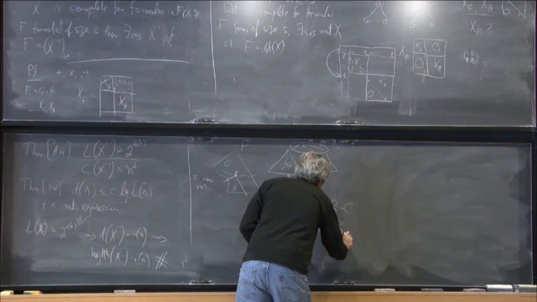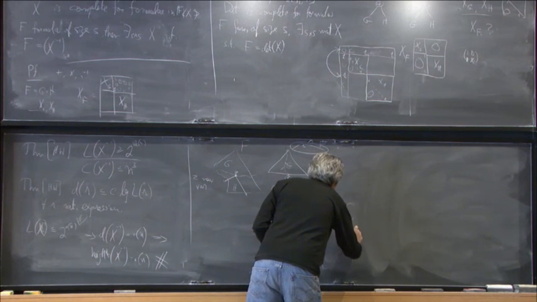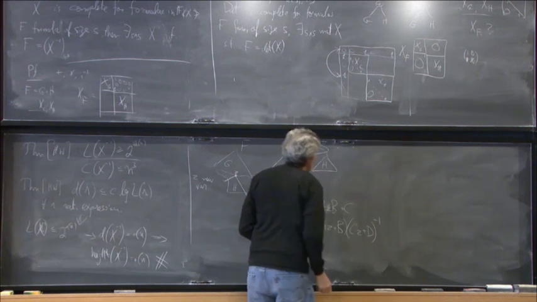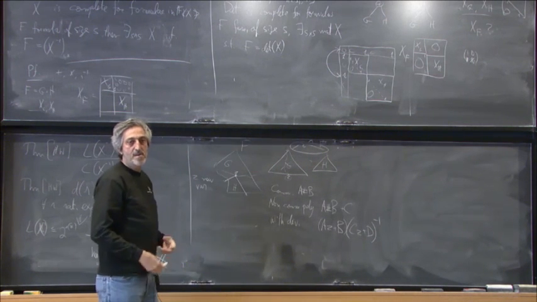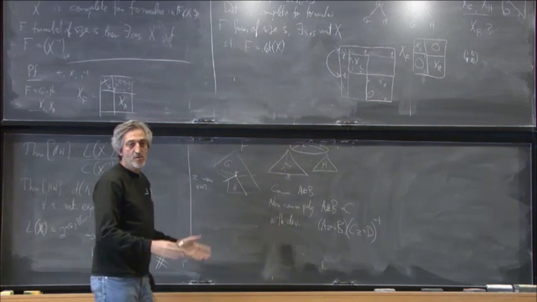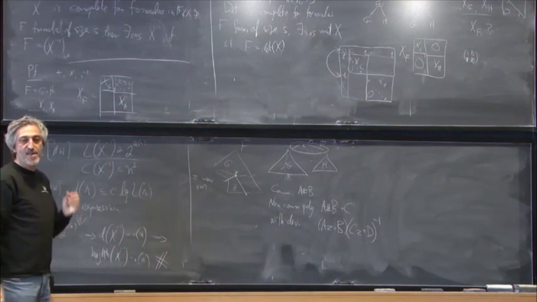So it turns out that in this order, (CZ plus D) inverse is a good inductive structure. And you just propagate everything, and everything works.